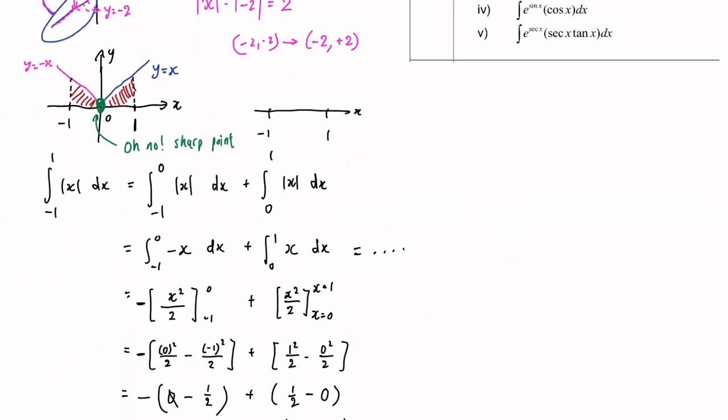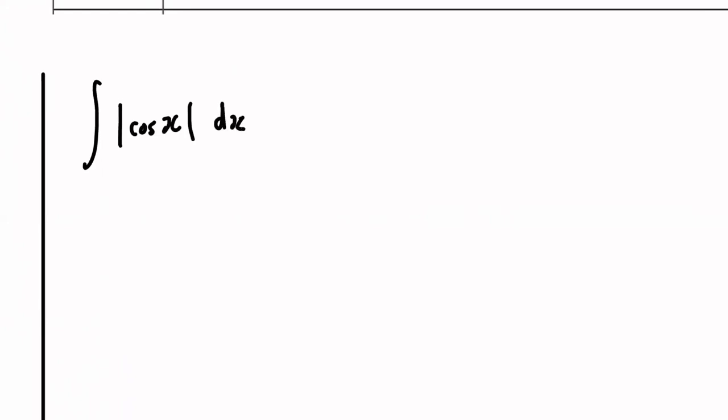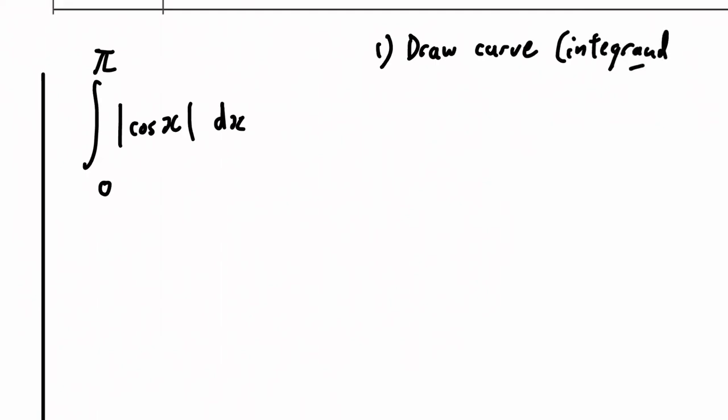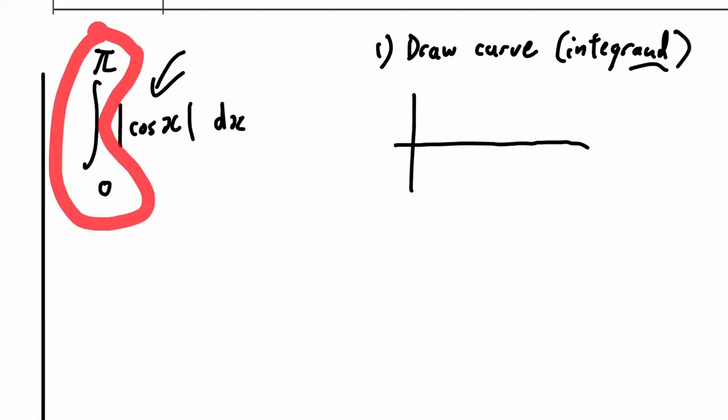Yeah, extension question. What if I want you to find, let's say, I come up with something more evil? Let me think a bit. How about modulus of cosine x, from 0 to pi? Okay. Step 1, draw or sketch the curve, the integrand. Integrand is the thing inside. So how does it look? And we restricted the x value from 0 to pi.